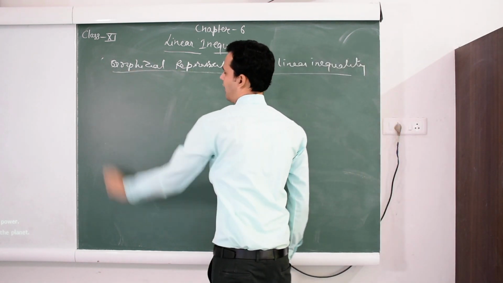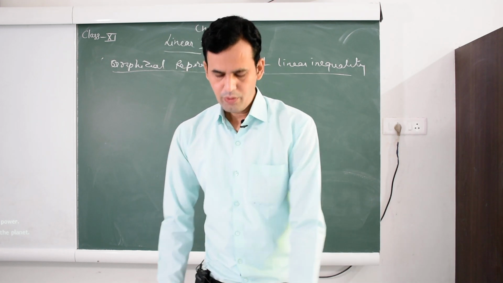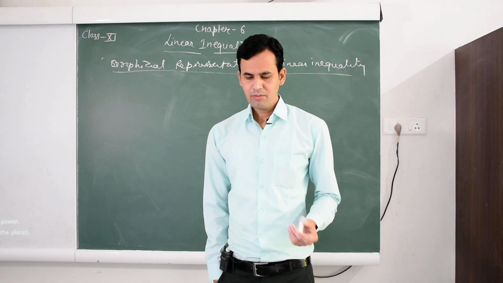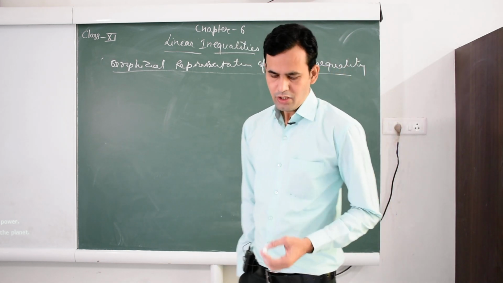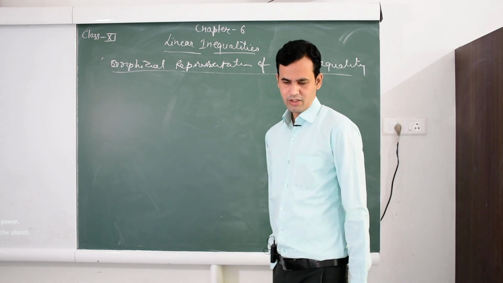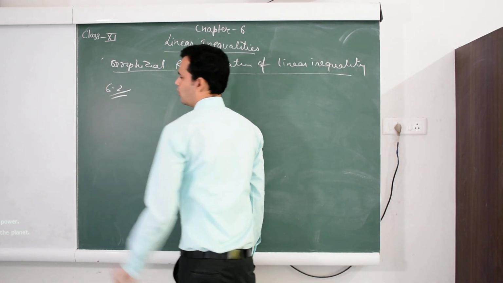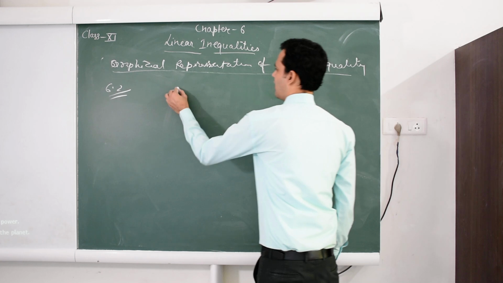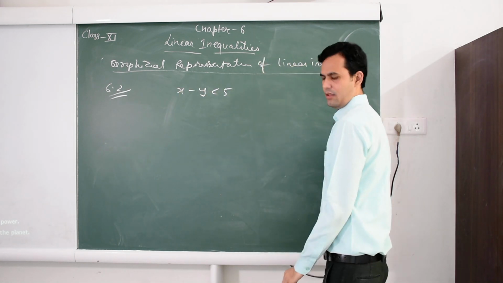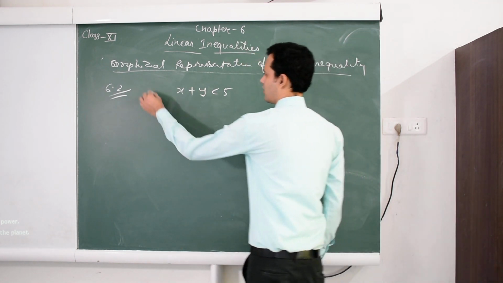Okay, this is the next topic. For graphs we want some equations, and in exercise 6.2 we have some equations, so we can easily draw the graph and graphically represent the question. So question number 1 of 6.2: x plus y less than 5.